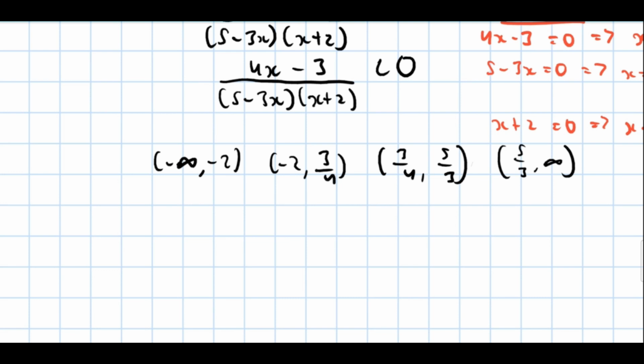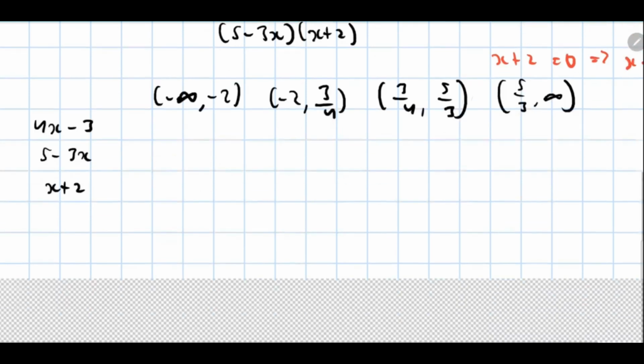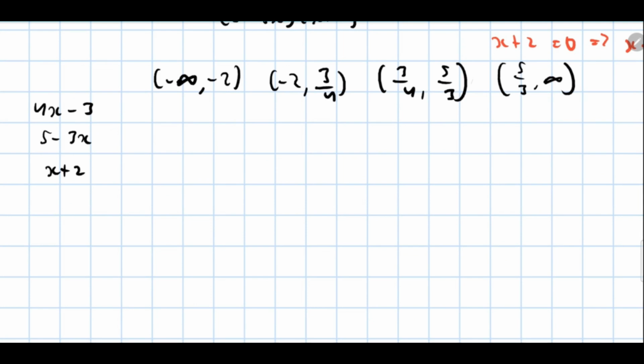Remember back in chapter 1. So negative 2, 3 over 4, 5 over 3, those are the endpoints that we are not including in our interval. So the second step is writing out the factors on our left hand side. Okay, so first will be 4x minus 3, and then 5 minus 3x, and then x plus 2. And then finally, our important row will be what we call the solution.